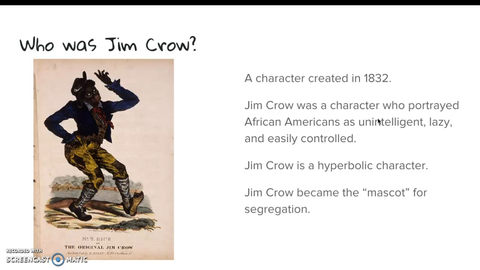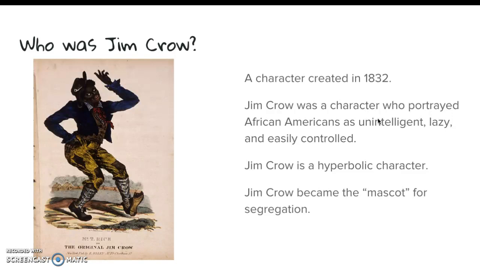Remember, we talk in language arts about hyperbole, and hyperbole is an exaggeration. Jim Crow is what we call a hyperbolic character. He was this really gross exaggeration of African Americans at the time, and it's important to note that this hyperbole was created by white people. It was not created by a black person who was trying to emphasize the good traits of African Americans. It was created by white people in a sense to emphasize the negative traits of African Americans.